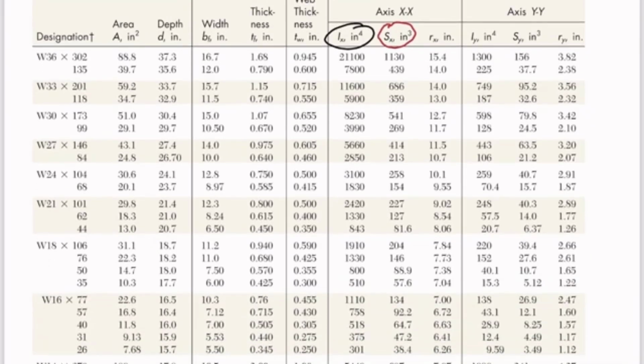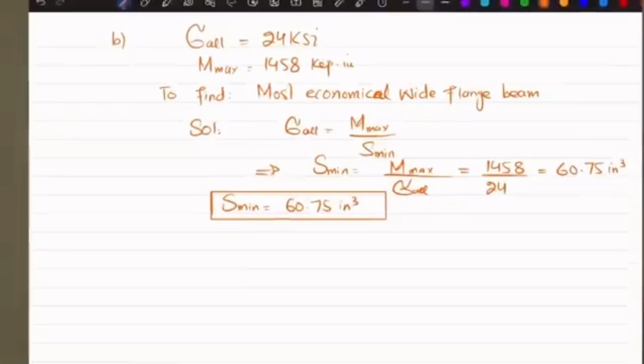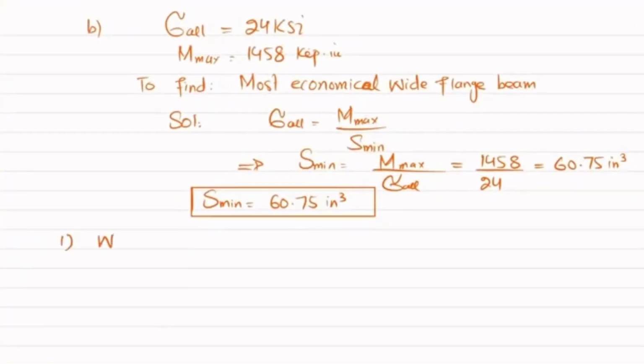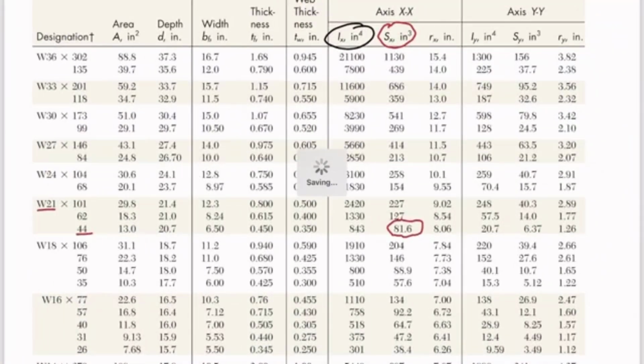One thing is that you can see this is nearest to 60. So W 21 into 44. I will write it. The first one is W 21 into 44 having section modulus 81.6 cubic inch. This is the section modulus, and this is the W beam. So we have one option. Now we'll move toward another one. The second one is, you can see here, this one is closer.